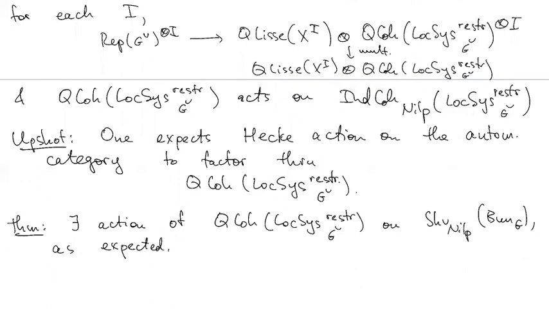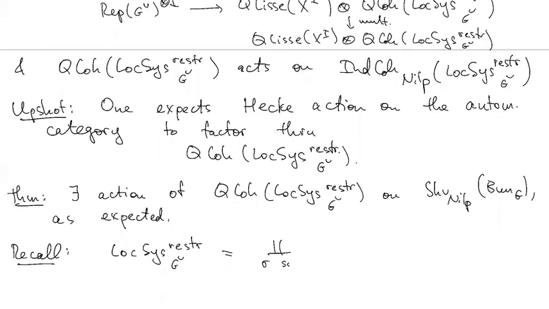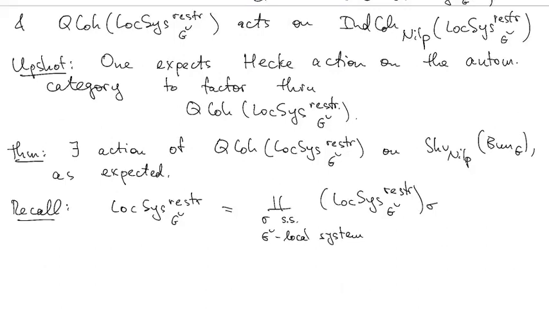So recall that this whole stack of restricted local systems is a disjoint union, parameterized by semi-simple G-check local systems sigma, of the corresponding components. Therefore, quasi-coherent sheaves on a disjoint union is just a product of categories. And if you have a product of categories acting on another category, then the category splits up.